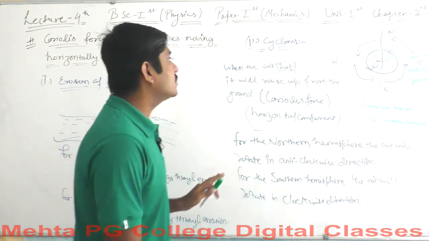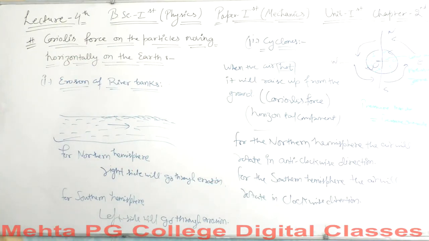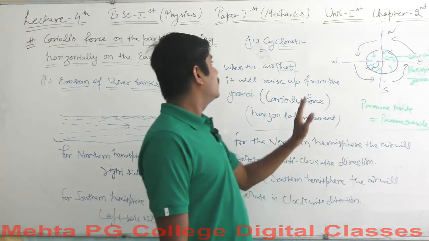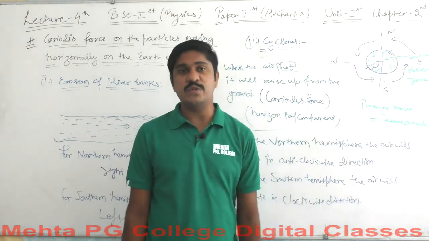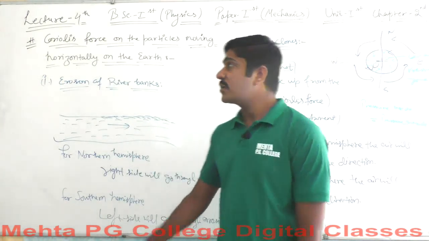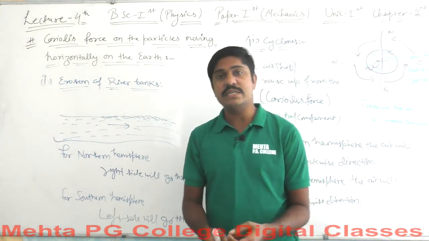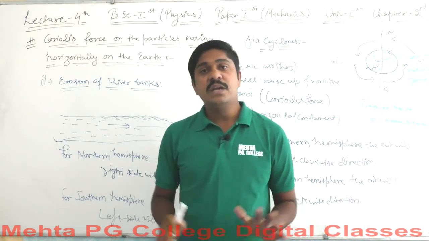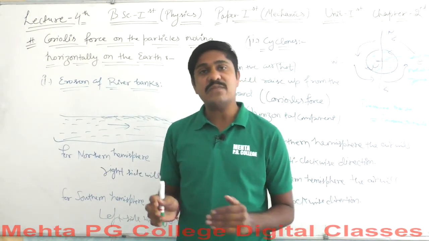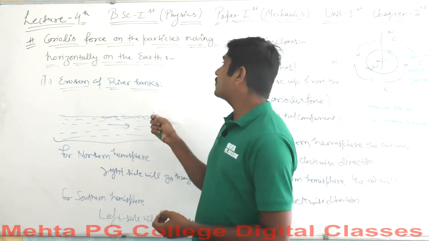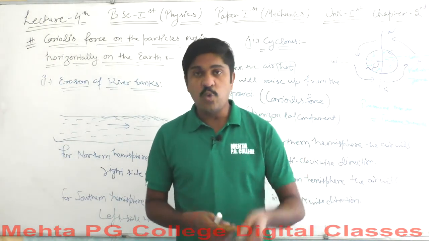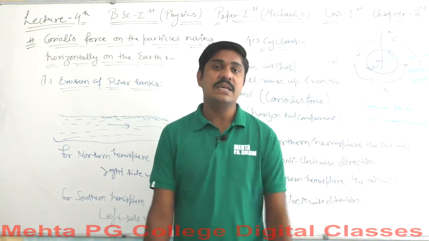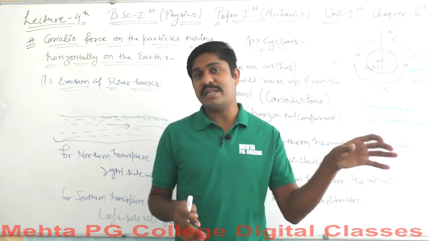I hope that you got the concept here, and this is the main thing to be discussed for the cyclones concept for the horizontal component of force. I hope that you got the concept of the Coriolis force effect on the particles in the northern or the southern hemisphere, for the particles which are moving horizontally on Earth. Okay, so this is all for today's lecture, and after this lecture we will talk about the effect of Coriolis force on the particles which are moving vertically on the Earth, like a rocket or an aeroplane or a helicopter and things like that. We will talk about the effect of Coriolis force on those particles too.